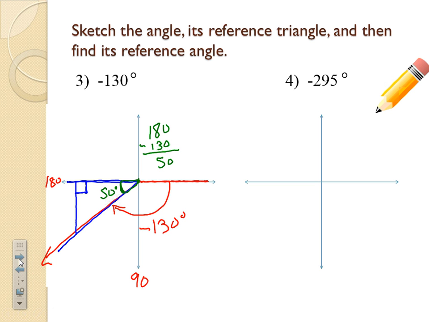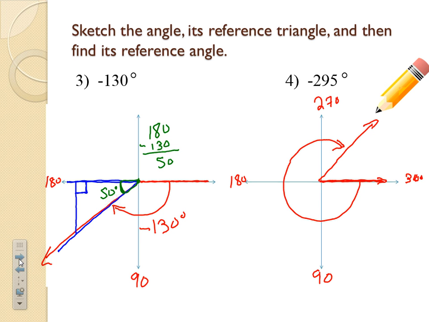Next one, we have negative 295. So here would be 90. Here's 180, 270, then we come all the way back to 360. So we start here at our initial side, and we have to go all the way around because it's negative 295. Now I need to make my reference triangle.